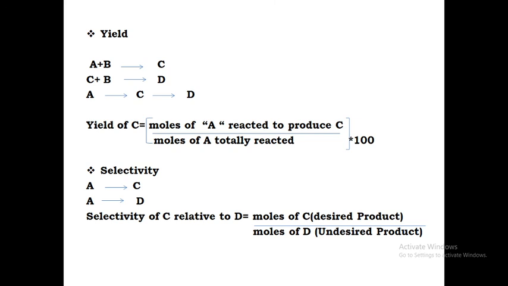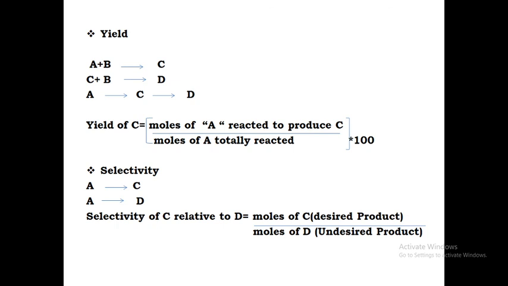Next one, selectivity. Consider the parallel reaction. A parallel reaction means the reactant is the same and the products are different. Capital A is the same reactant. A produces C, and the same reactant produces D. Are you clear? A produces C, A produces D. Which one is the desired product? Which one is the undesired product? Here C is the desired product, capital D is the undesired product.